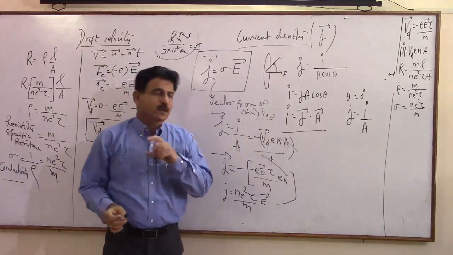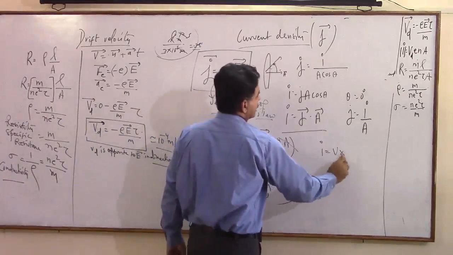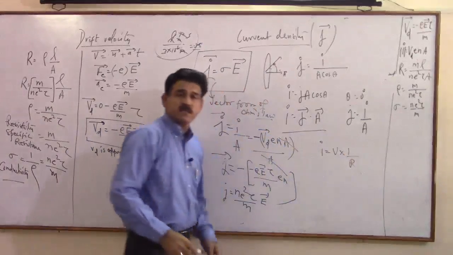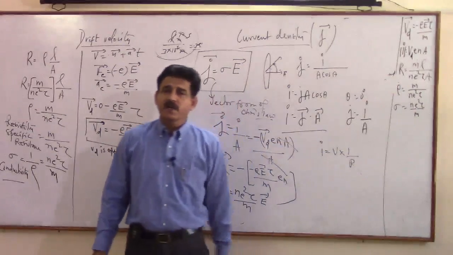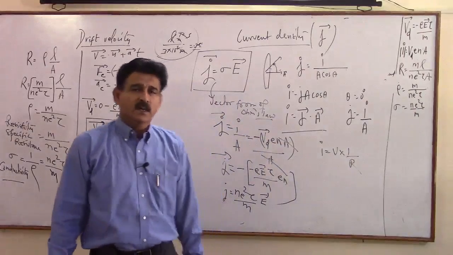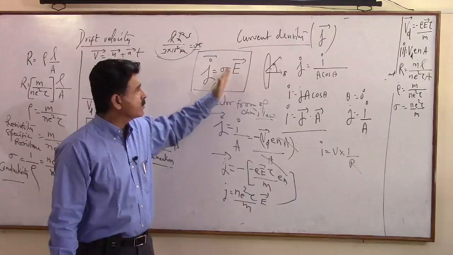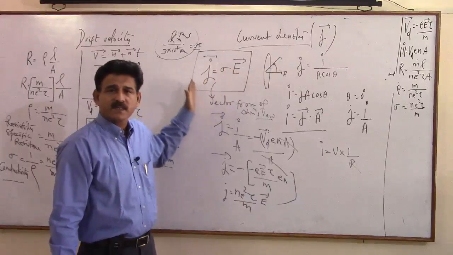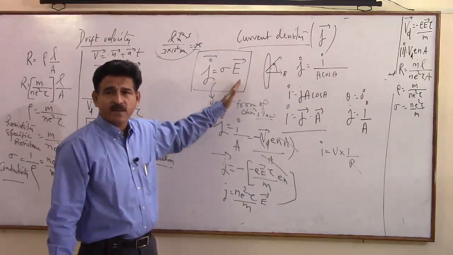If you look at Ohm's law for current, this comes out to be I is equal to V into 1 by R. Or you can say I is equal to V into G, where G is conductance, that is the reciprocal of the resistance. But when you look at this, you say J is equal to sigma E. J is current density, sigma is conductivity, and E is electric field.